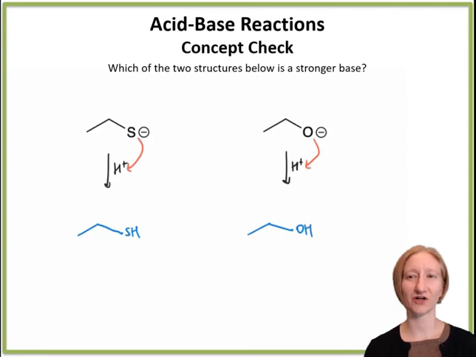If that negative charge is more stabilized on sulfur, then the oxygen anion, which is less stabilized, will be more prone to accept a proton. That means that the oxygen anion is more basic than the sulfur anion.